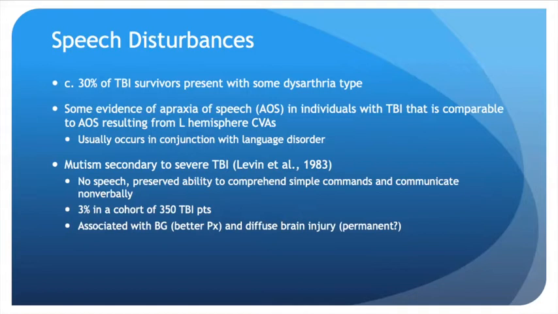There is also some evidence that mutism, so lack of speech, can occur secondary to a severe TBI, where the patient has a preserved ability to comprehend simple commands and communicate non-verbally, but they are not able to produce speech. This is somewhat more rare, but it has been observed. If the mutism is associated with a basal ganglia injury, it tends to have a better prognosis than if it's associated with a diffuse brain injury. That might be permanent in that case.